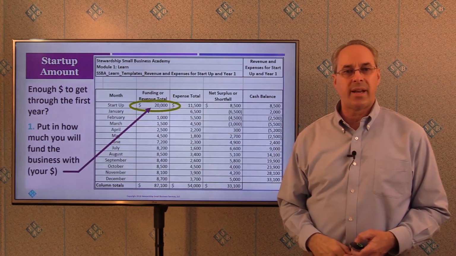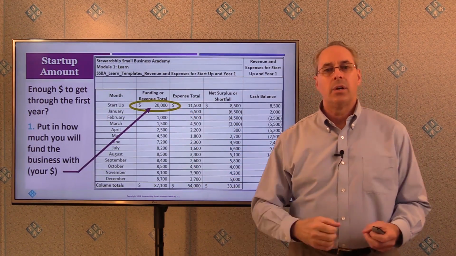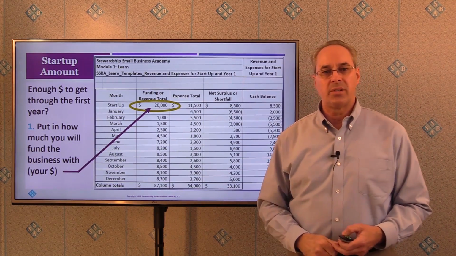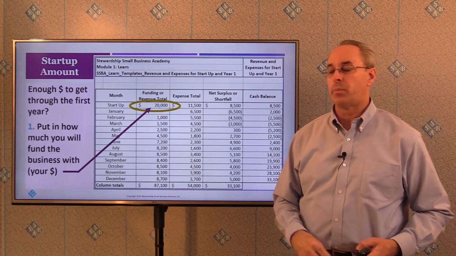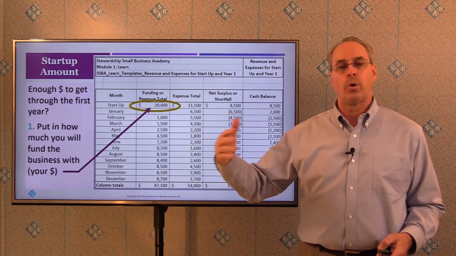So let's take a look at what data is on here. This individual in this example has a total of $20,000 available to start up the business. So that's their initial funding of the company. So this is for a startup. You could do this for a projection as well going forward.